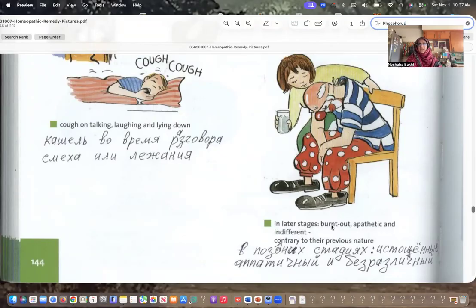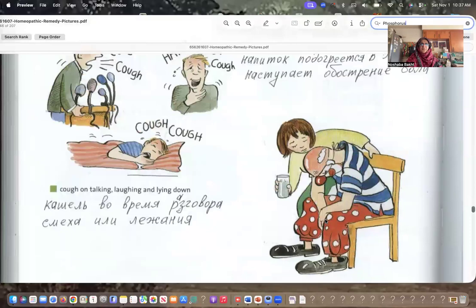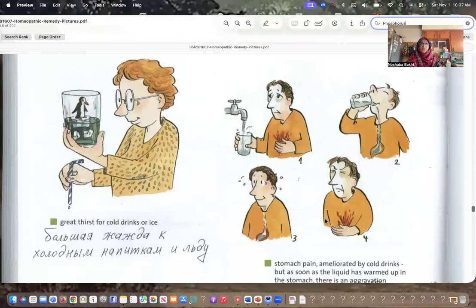They become apathetic and like you see, this entertainer is trying to please everyone and be happy, and he's burnt out and he just becomes indifferent and apathetic. So this is about phosphorus. These are the phosphorus people.